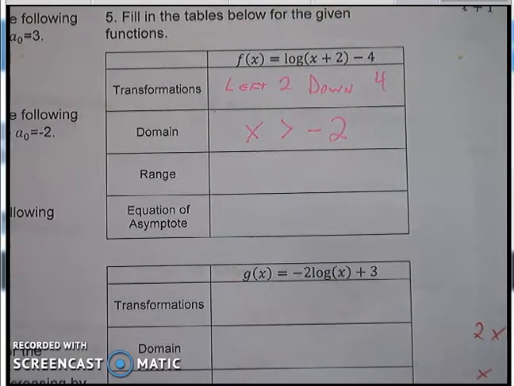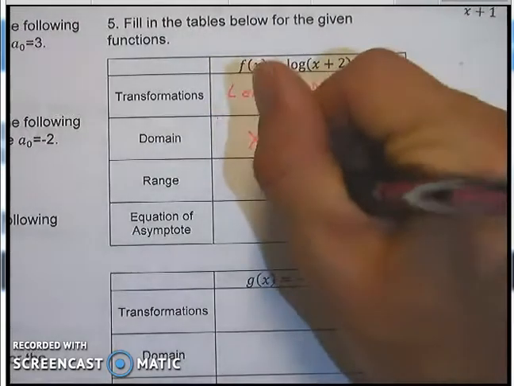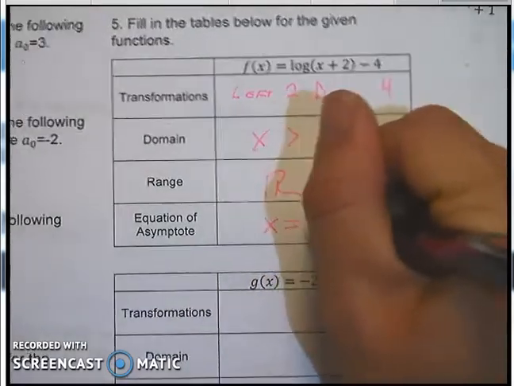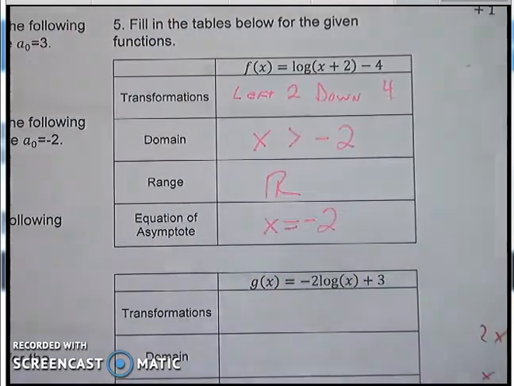The range for every logarithm is the same. There's nothing you can do to change the range. It's going to be all real numbers for every logarithm every time. The equation of the asymptote, the parent function is usually x equals 0. The thing approaches the y-axis but never touches it. But since it's been shifted left 2, the equation of the asymptote now is x equals negative 2.